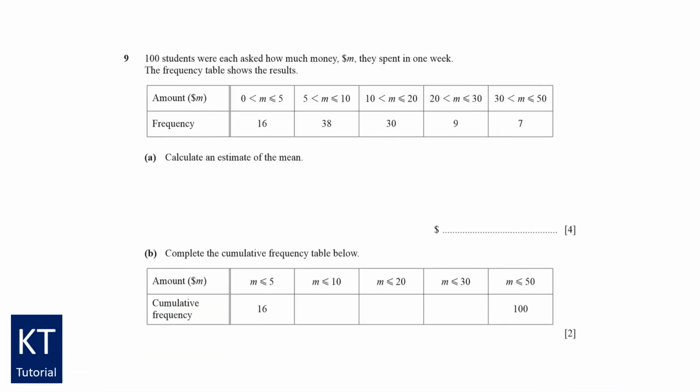Question 9. 100 students were asked how much money in $M they spent in a week. The frequency table shows the results. Calculate an estimate of the mean. This will be the sum of product taking the midpoint value of m and its corresponding frequency and dividing everything by a total of 100. Next, complete the cumulative frequency table below. The cumulative frequency is the stacking of the frequencies as we progress from one column to another.